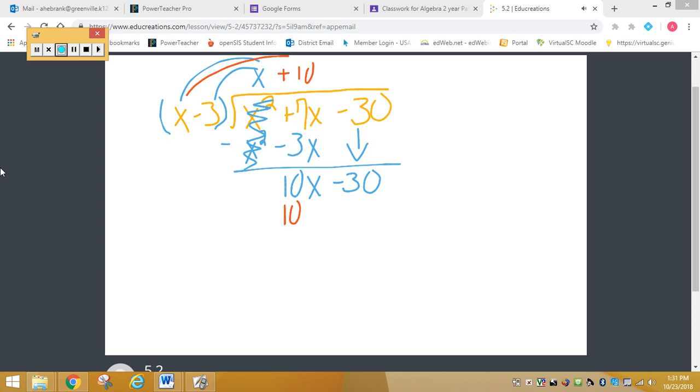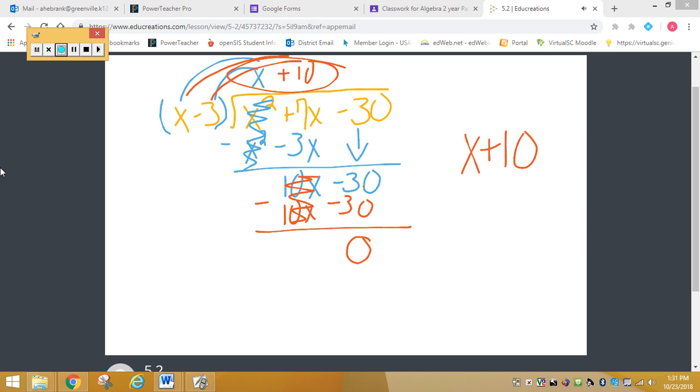10 times x is 10x. 10 times 3 is 30. I'm going to subtract them. 10 minus 10 is nothing. Negative 30 minus negative 30 is nothing. So your answer is x plus 10, right there at the top.